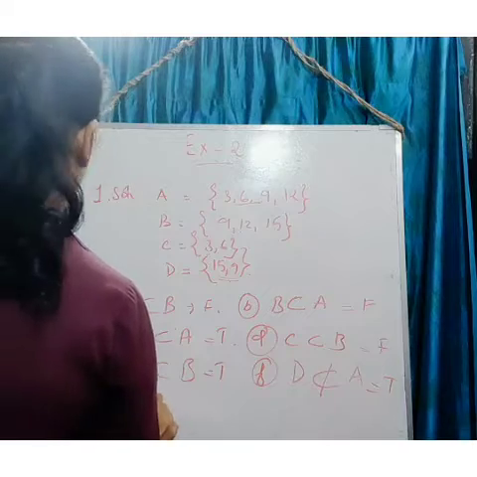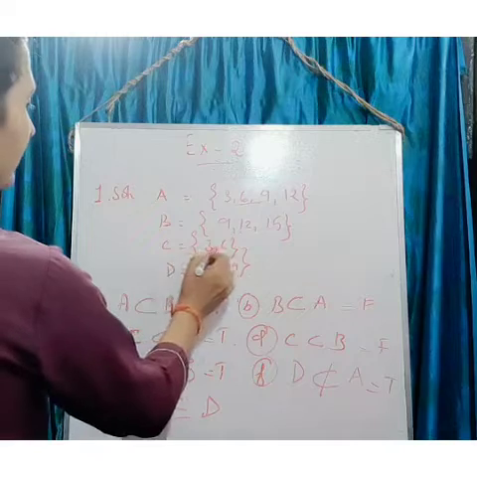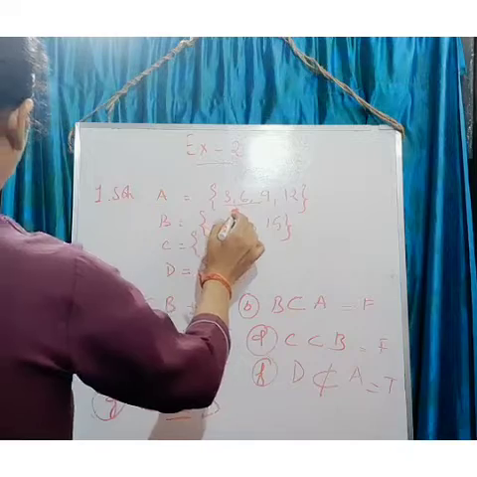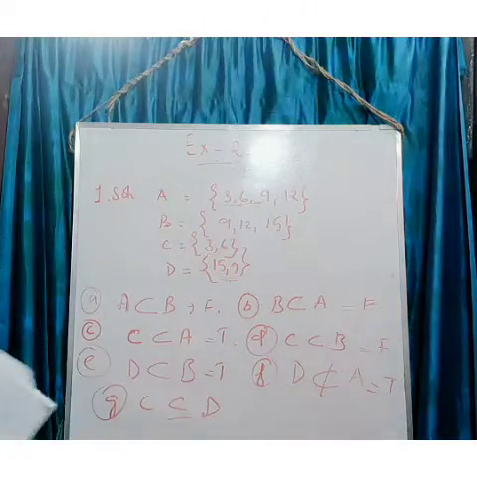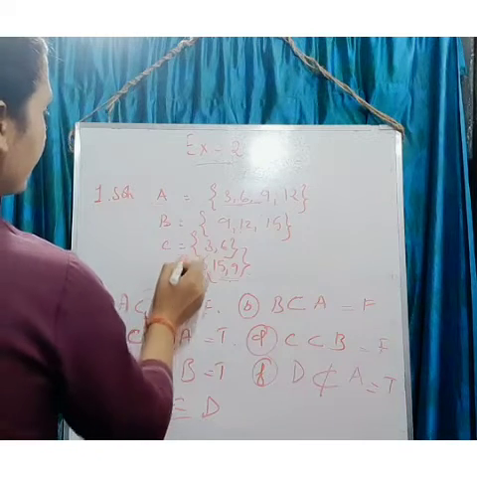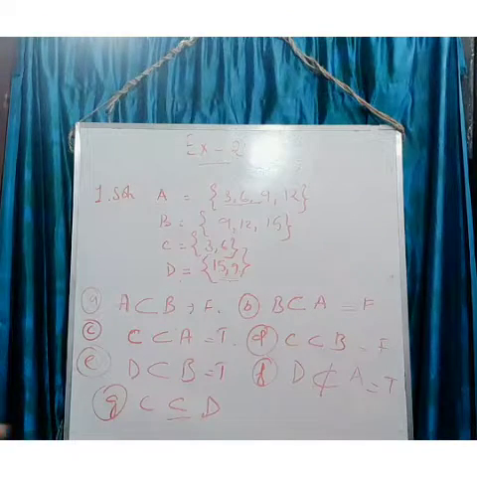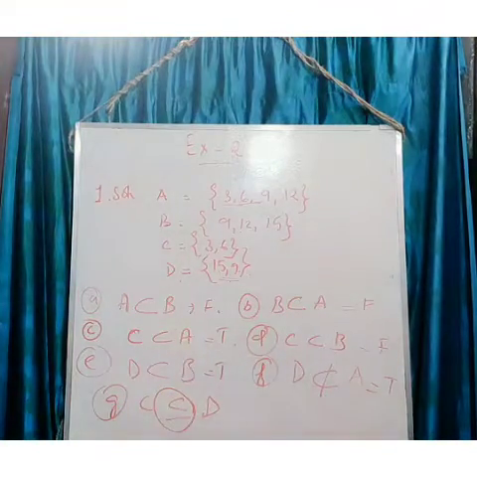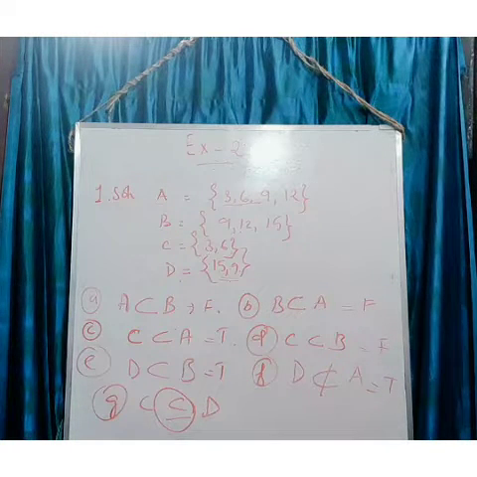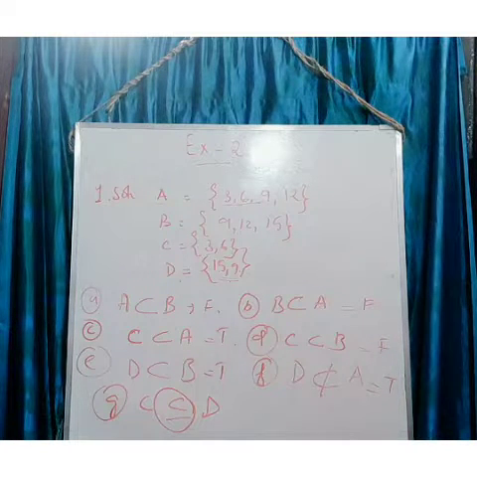Then comes your G. It is said that C is a superset of D. So this is C, 3 and 6, and D is 15 and 9. Is it true? No, it is not true. C is not a superset of D, because superset means that it contains all the elements of the other set.